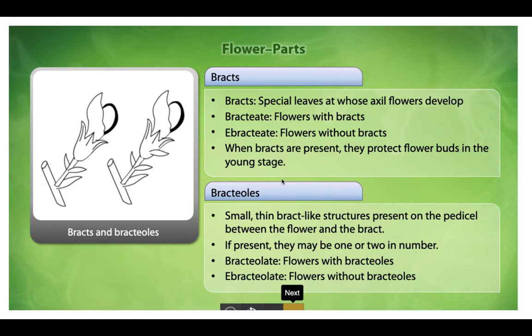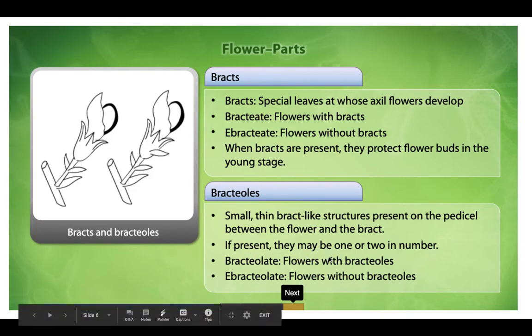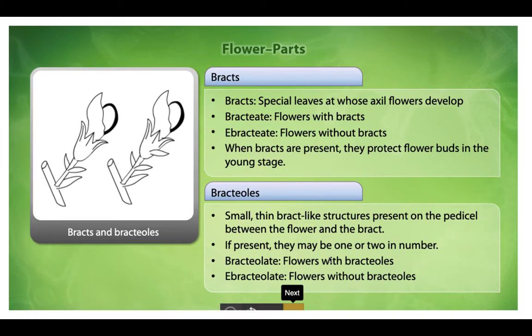On the other side, another part of the flower is known as bracteoles, small thin bract-like structures present on the pedicel between the flower and the bract, that you can see here. These are bracteoles and this is the bract. If bracteoles are present in a flower, they may be one or two in number. Bracteolate flowers are those having bracteoles, and ebracteolate flowers are those without bracteoles.